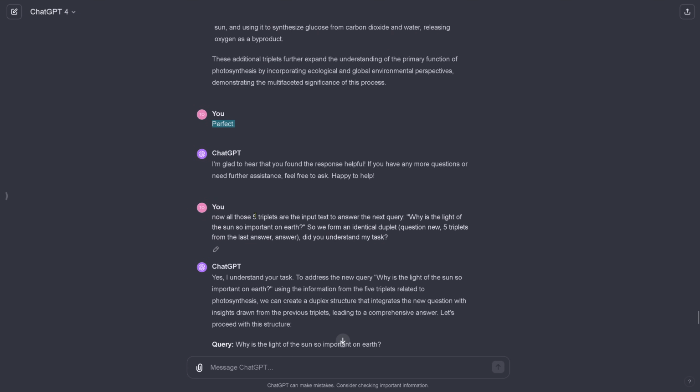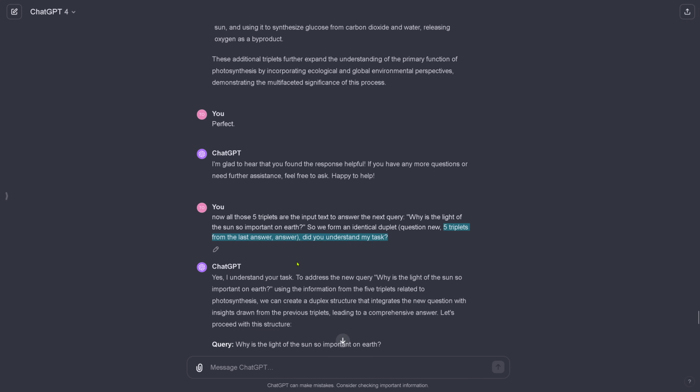And I say, come on, but now all those 5 triplets are the input text to answer the next query. And my next query is related, in a similar domain. Why is the light of the sun so important on Earth? And you might say, wow, that's a complicated question. Yes, because it is a simple example, a demo for you. And I say, so we form an identical duplet. Oh, it's a triplet. So we have the question, the new question.